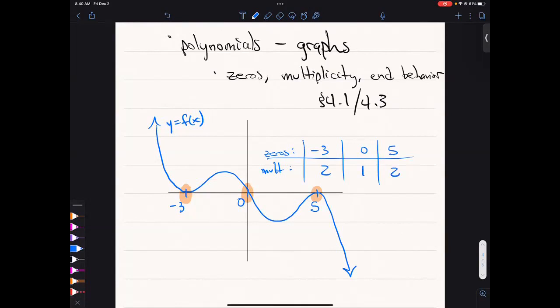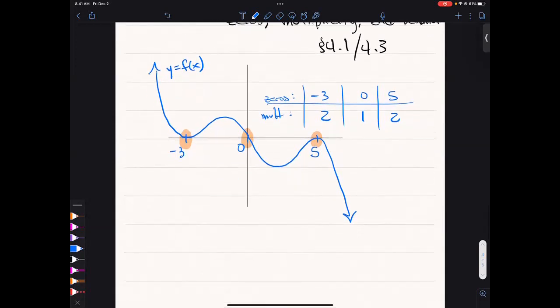What does that mean about the degree of the function? 5. Right, because you add the multiplicities. So the degree of the thing is 5. Looking at the end behavior, this thing winds up pointing down, right? The ends are going opposite directions. That's if the degree is odd. Ends up pointing down. That means the leading coefficient's negative. So negative leading coefficient. It's got 3 zeros.